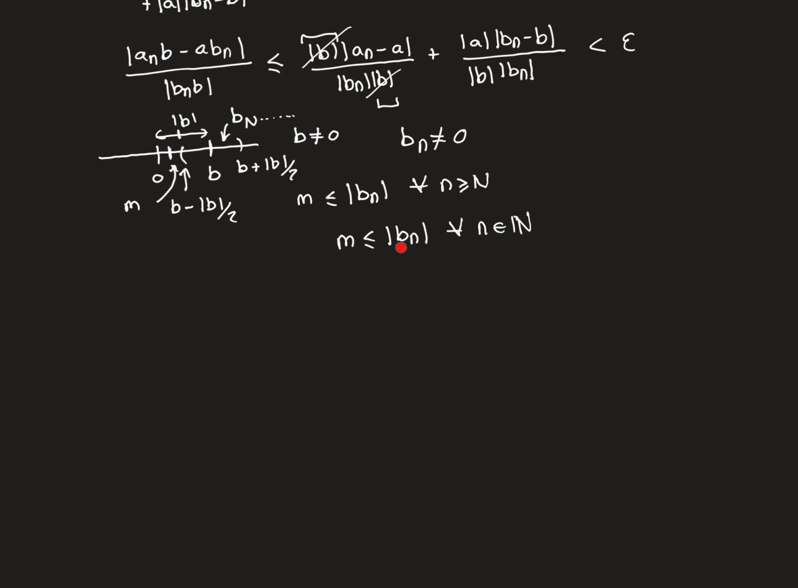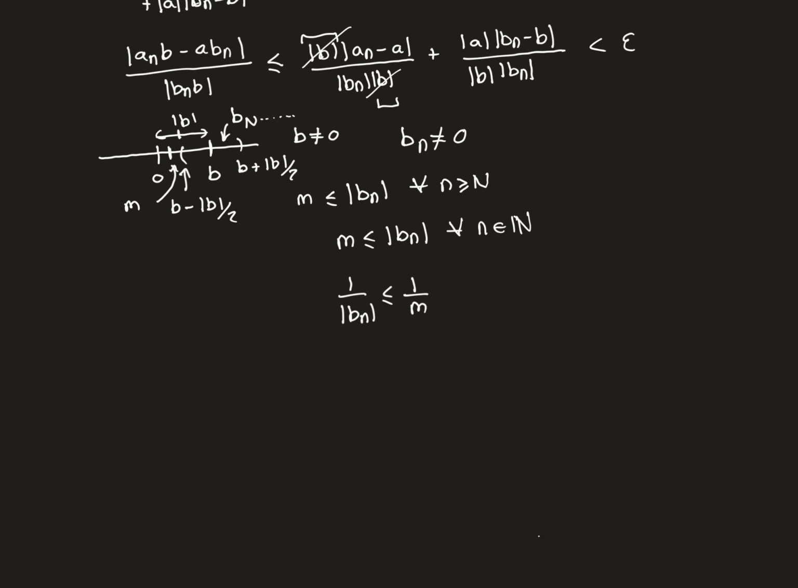Because this holds true, we can now do some basic manipulation. They're both positive numbers, so they both have multiplicative inverses, and those multiplicative inverses are also going to be positive numbers, so we can multiply through both sides by the multiplicative inverses, and we then get that 1 over mod of bn is less than or equal to 1 over this m.